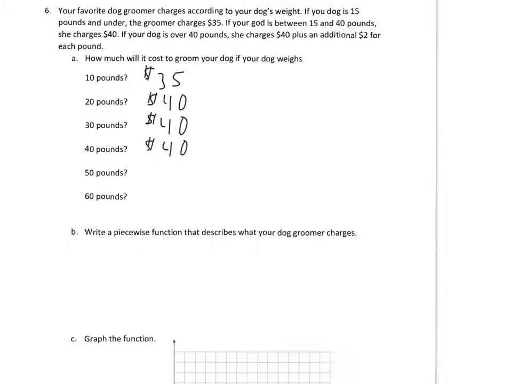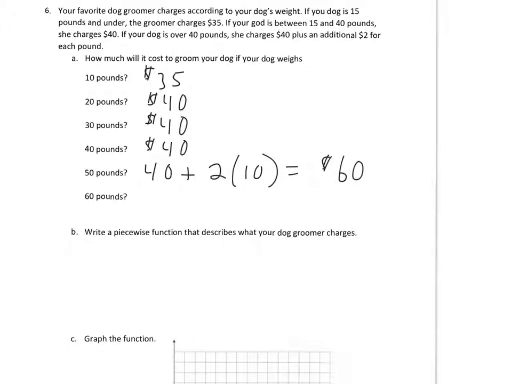Now 50 pounds, this gets a little trickier. That's more than 40. So the charge is going to be $40 plus an additional $2 for each extra pound. So it's going to be $2 for that extra 10 pounds that are over 40. So it'd be 40 plus 20, so it'd be $60.